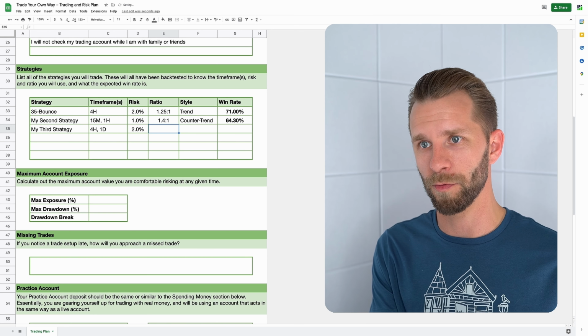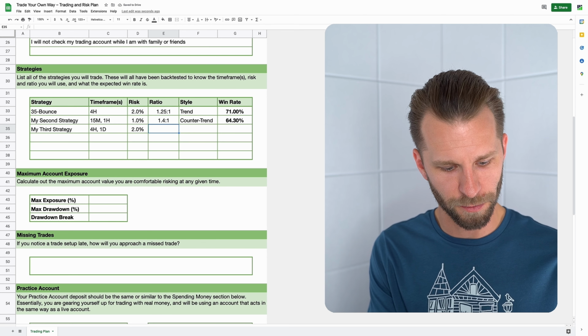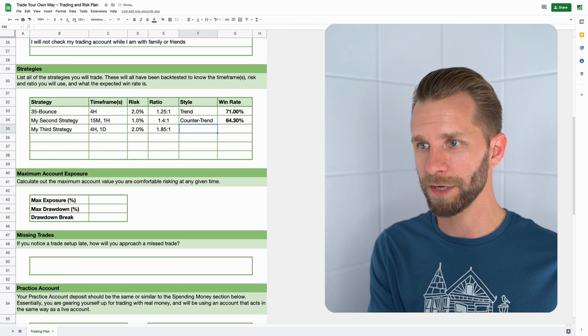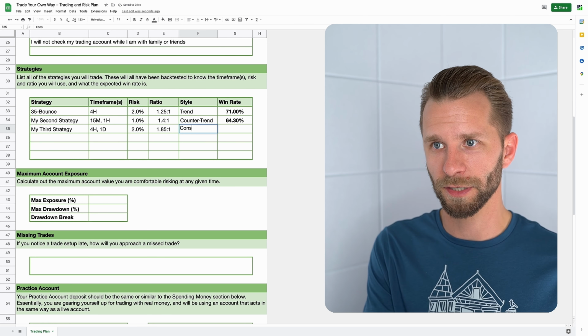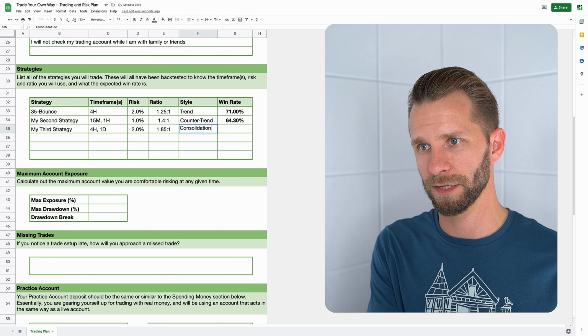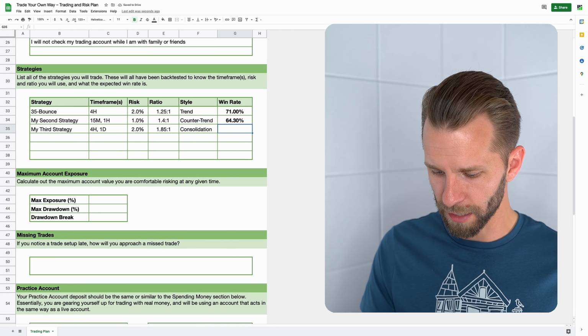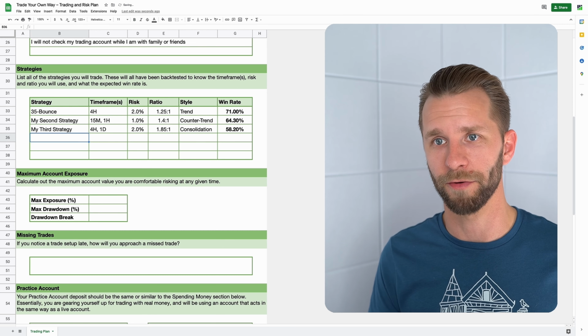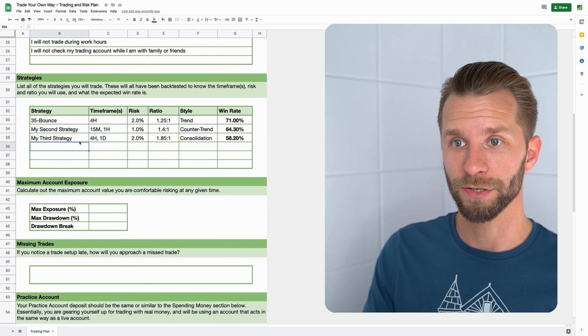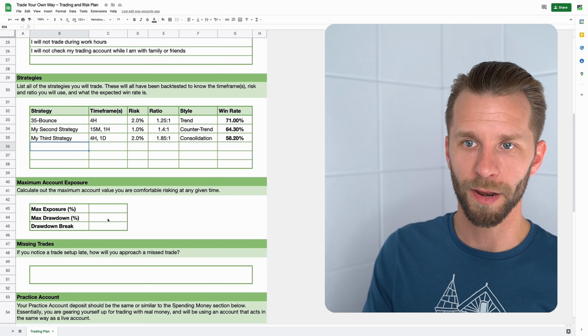And then we also have my third strategy, which we will do on the 4 hour and the 1 day. This one also will be 2%. Let's say this one had a 1.85 to 1 ratio, and this was actually a consolidation strategy. So when we're bouncing between two areas. Now this one, let's say this had a 58.2% win rate. So those are our 3 current strategies, and we can add more to that if we would like.